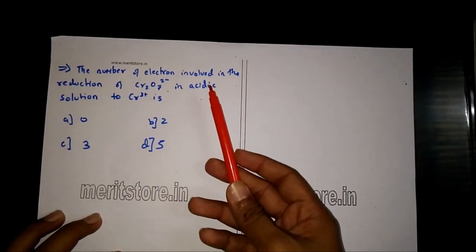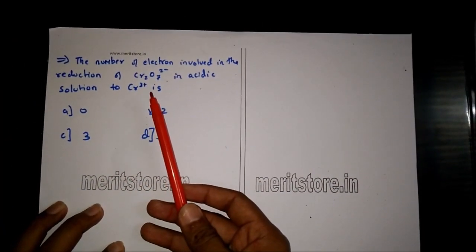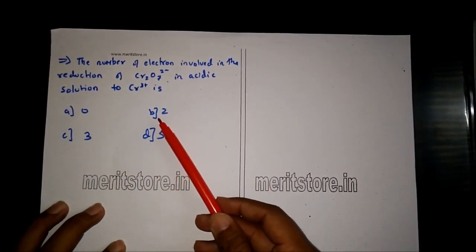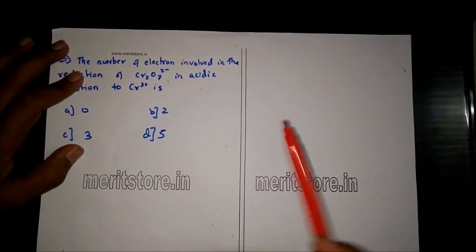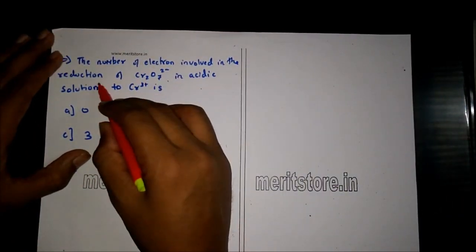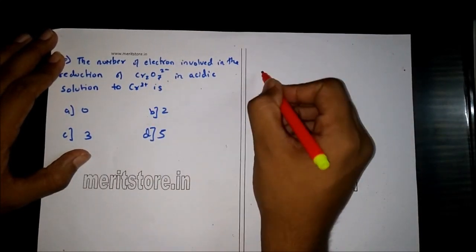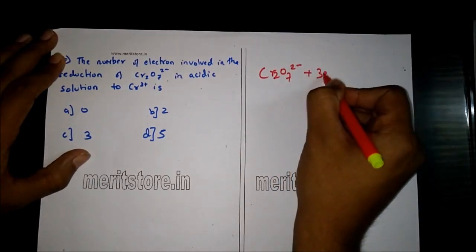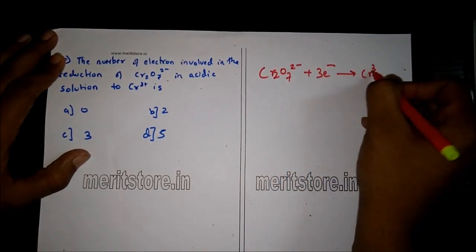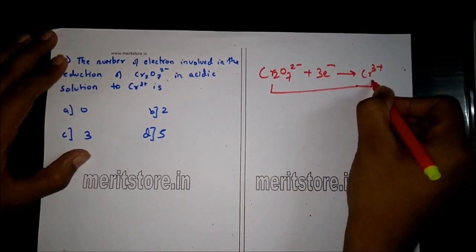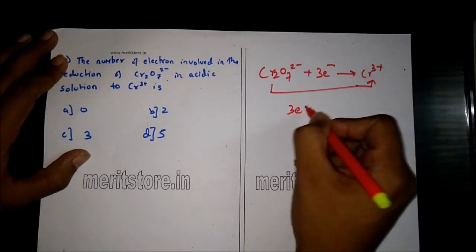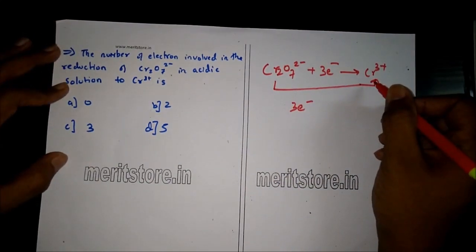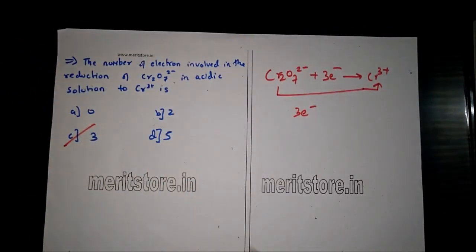The number of electrons involved in the reduction of Cr2O7 2- in acidic solution to Cr3 plus is A 0, B 2, C 3, and D 5. Now, let's look at the reduction of Cr2O7 to Cr3 plus, which is as follows: Cr2O7 2- plus 3e negative gives Cr3 plus. Therefore, this undergoes reduction. In this reduction, 3 electrons are required for the reduction of Cr2O7 to Cr3 plus. The correct answer here is therefore option C.